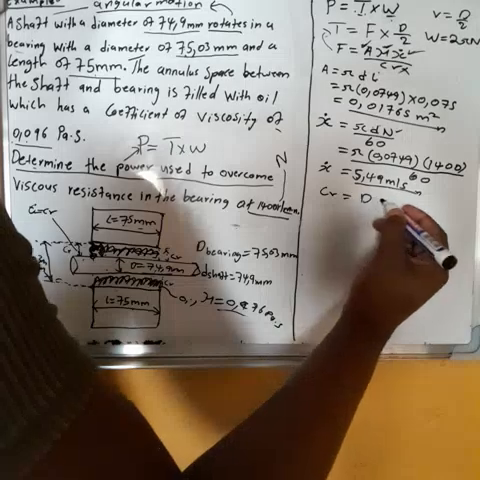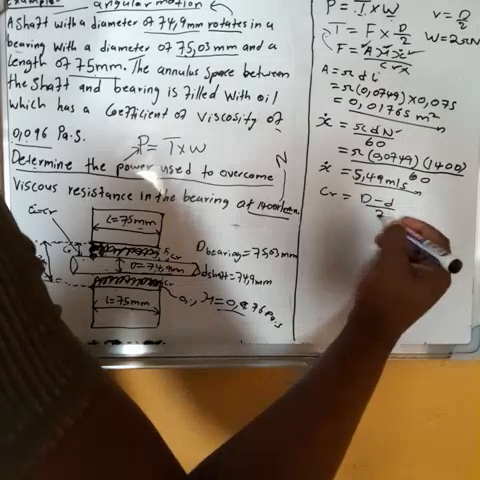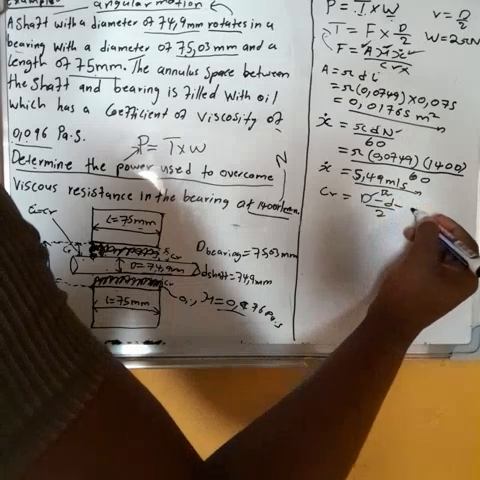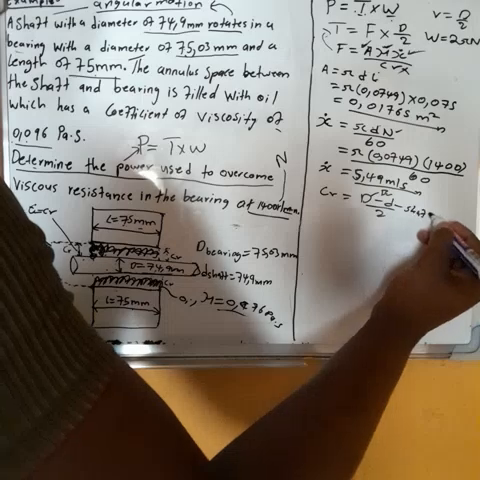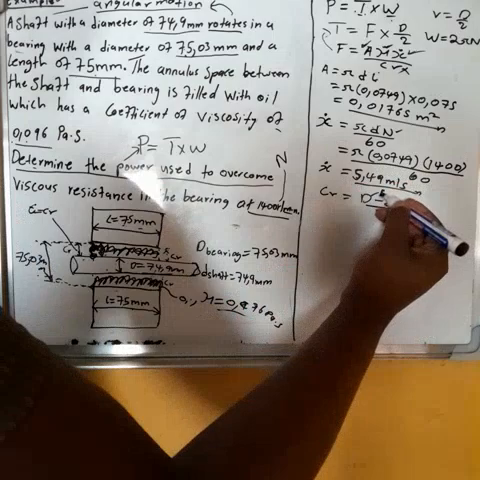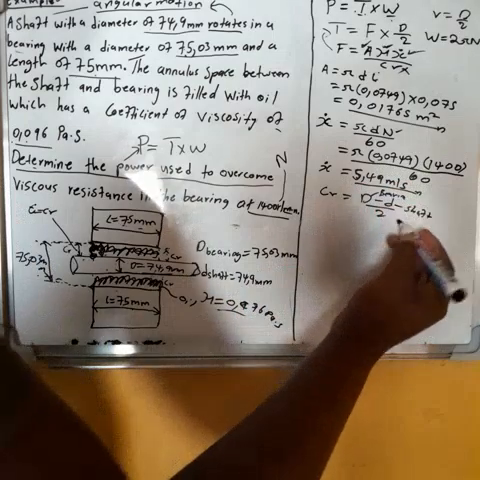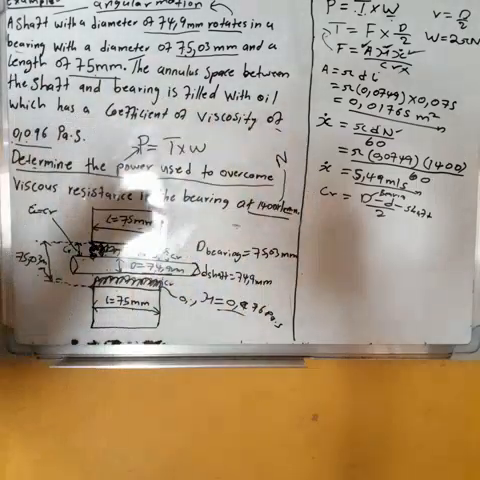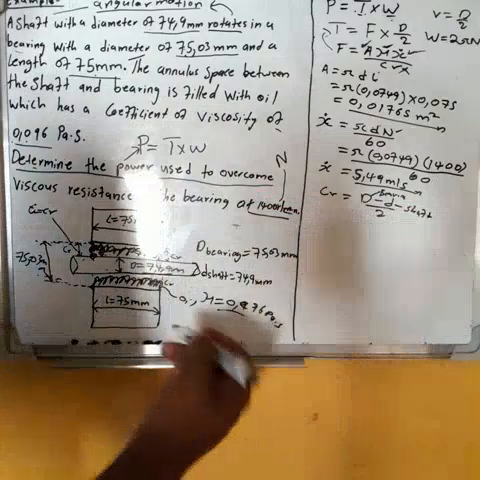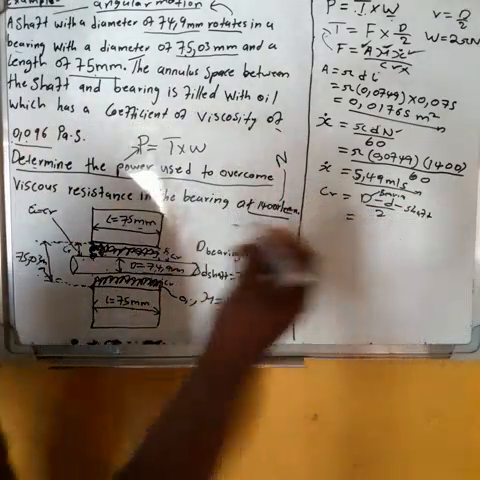This will be the diameter of the bearing minus the diameter of the shaft, divided by 2. If it's a piston and cylinder, this will be the diameter of the cylinder minus the diameter of the piston, divided by 2.